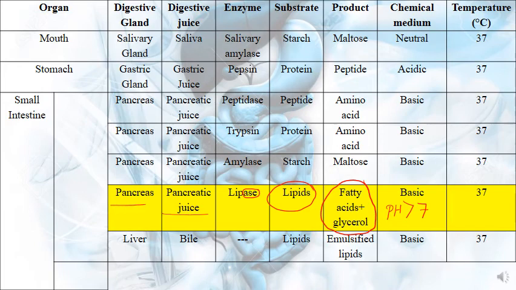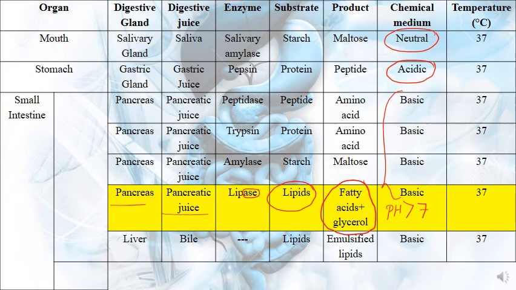As you see here, all of them are basic, unless the gastric juice in the stomach, which is acidic, and in the mouth, which is neutral. Okay, so I repeat, the pancreas secretes pancreatic juice that contains the enzyme lipase. Lipase, as its name indicates, works on lipids to give what? There is no intermediate. Always we have the simple form, which is the fatty acids plus glycerol, and the medium is basic, pH greater than 7.